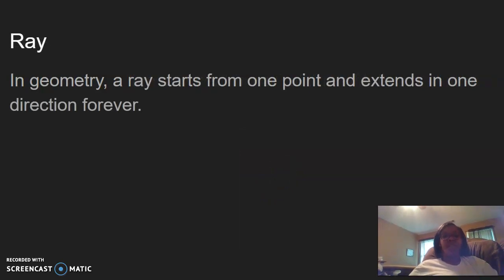All right, in geometry, a ray starts from one point and extends in one direction forever. So on a ray, you would have a point, and then going in the other direction, it would keep going forever and ever and ever.